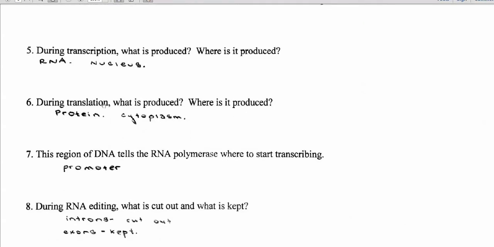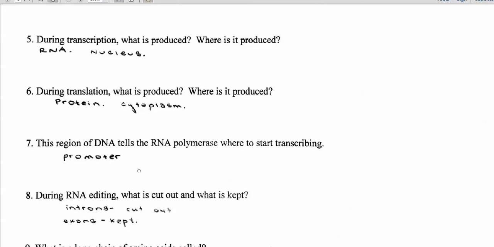Translation, what's being made? Well, you're stringing amino acids together to make a polypeptide chain, and once that polypeptide chain twists and contorts a little bit into a 3D shape, that makes a protein. This is done in the cytoplasm. So the mRNA has left. Everything with the ribosome is happening in the cytoplasm.